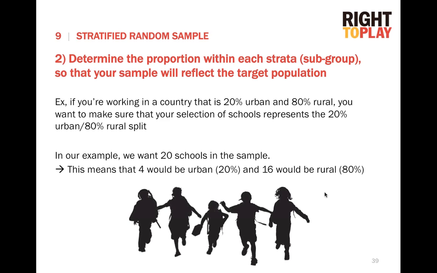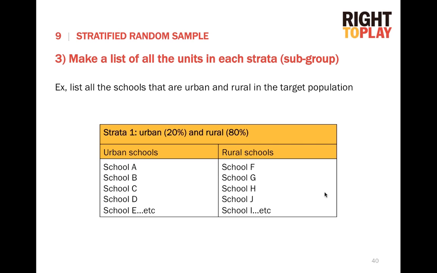The next thing you need to do is determine the proportion within each strata so that your sample will reflect the target population. So in our example, we're working in an area where it's 20% urban and 80% rural. So you want to make sure that your selection of schools represents the 20% urban and 80% rural split. In our example, we want 20 schools, and so this means that we would want 4 urban schools, which is 20%, and 16 rural schools, which works out to 80%.